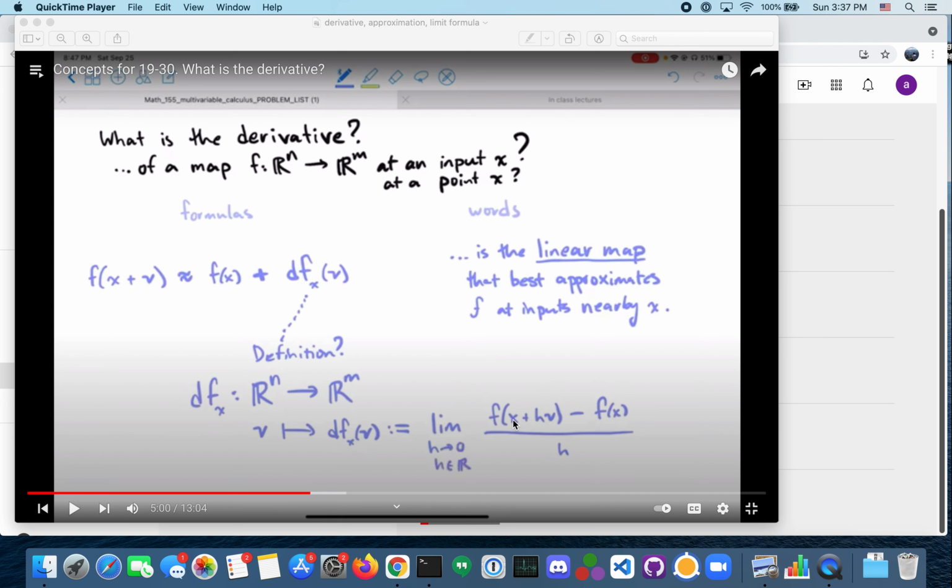f of x plus hv, minus f of x, divided by h. And we're going to let h, which is a little real number that we're scaling down, go to 0. This top numerator will be a vector, and the bottom will be a number, and we need to understand it. So let's go to GeoGebra.